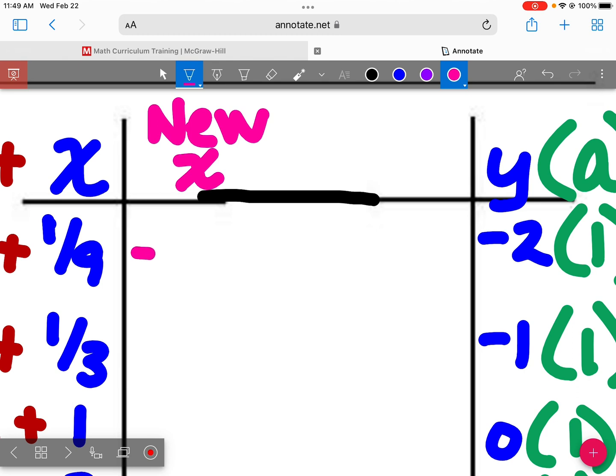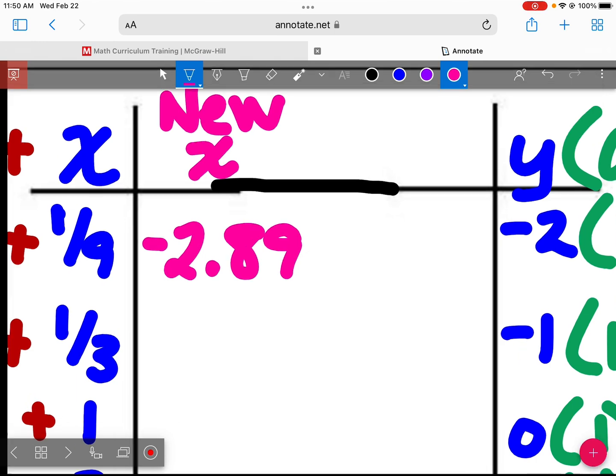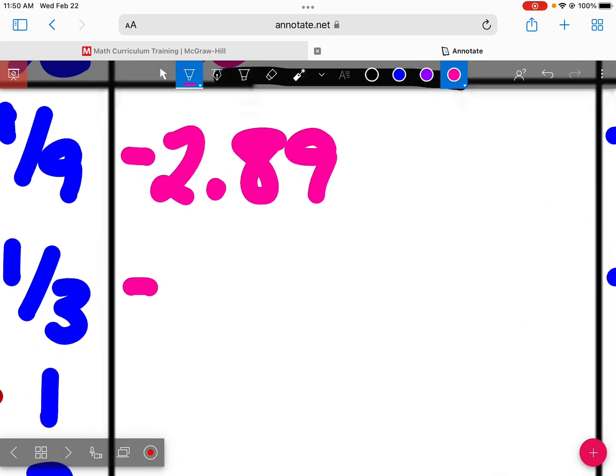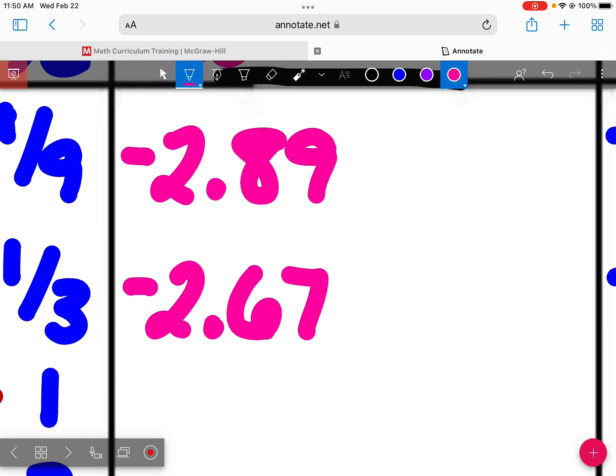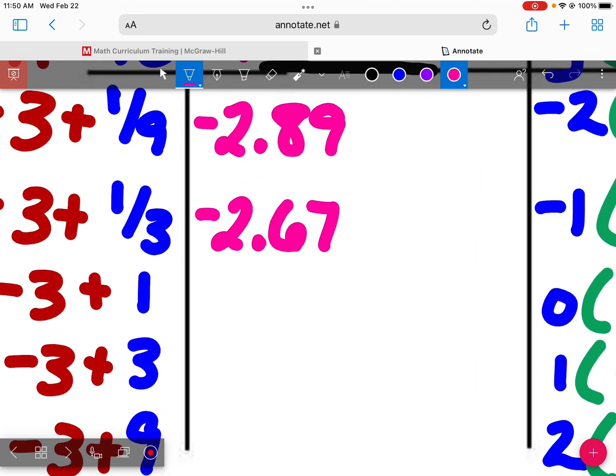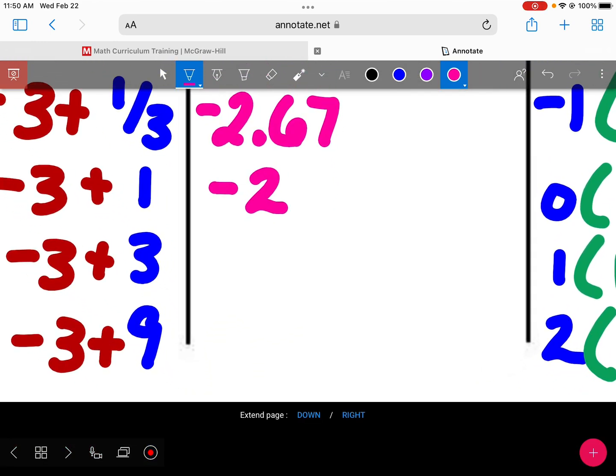Negative 3 plus 1/9, when I put that in my calculator, that's negative 2.89. Negative 3 plus 1/3, if I pop that in my calculator, that's negative 2.67. What about negative 3 plus 1? Negative 2. Negative 3 plus 3? 0. Negative 3 plus 9? 6.